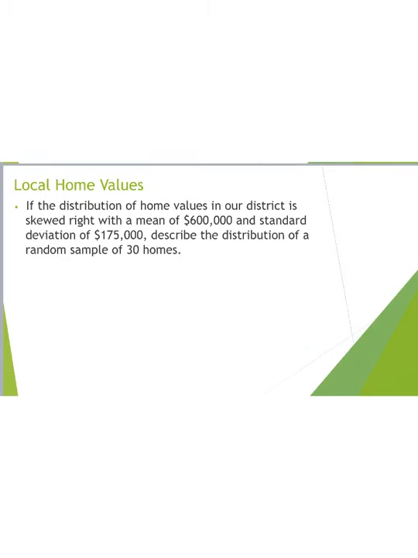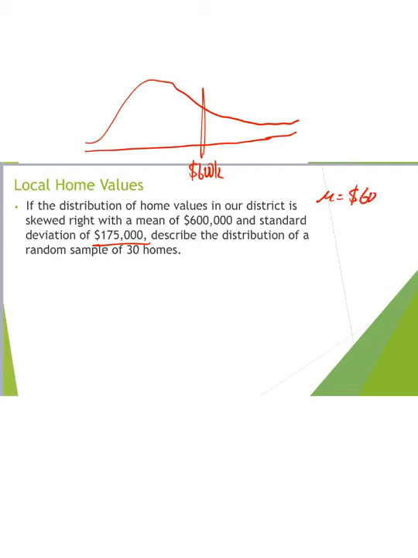Okay, so let's end with just an example here. Distribution of home values in our district is skewed to the right with a mean of 600,000. So let's say the mean is right here at 600,000 and a standard deviation of 175,000. So again, what this is saying is mu equals 600K and sigma equals 175K. Again, these are mu and sigma because this is talking about all homes in our district.